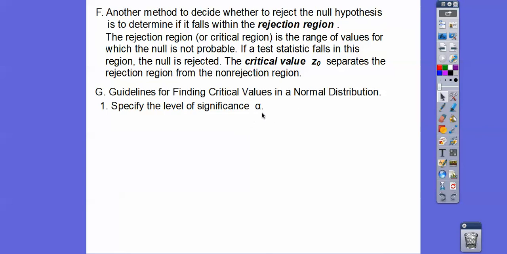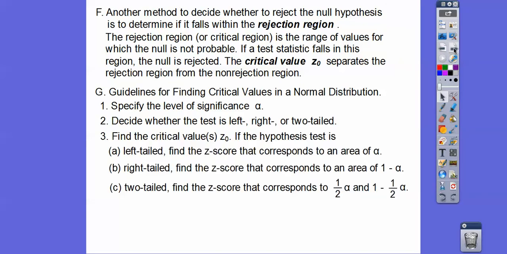So specify your level of significance, whether it's 10%, 5%, or 1%. Decide whether the test is a left tail, a right tail, or a two tail, and then find the critical z values, okay? If the hypothesis test is a left tail, then find the z-score that corresponds to that area of either 5%, 10%, or 1%. Okay, so you look in the body.